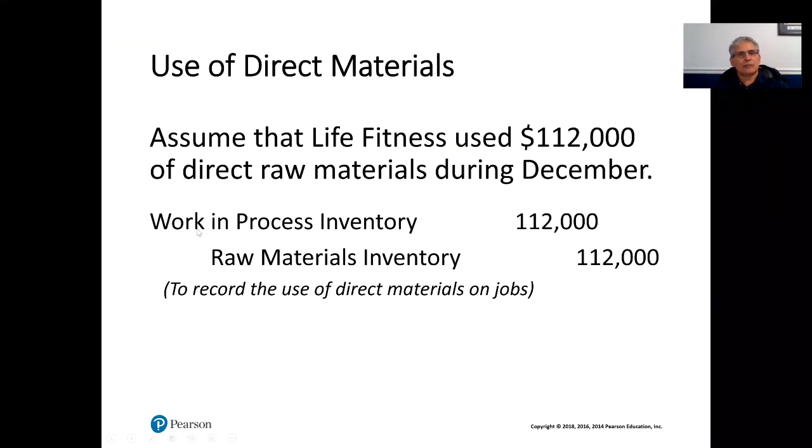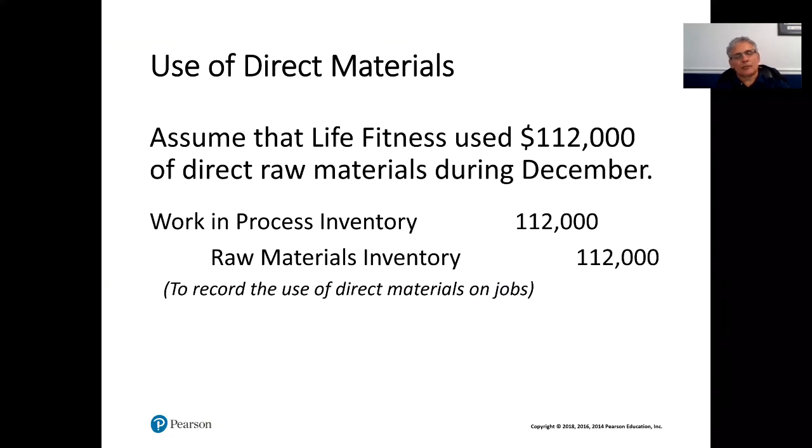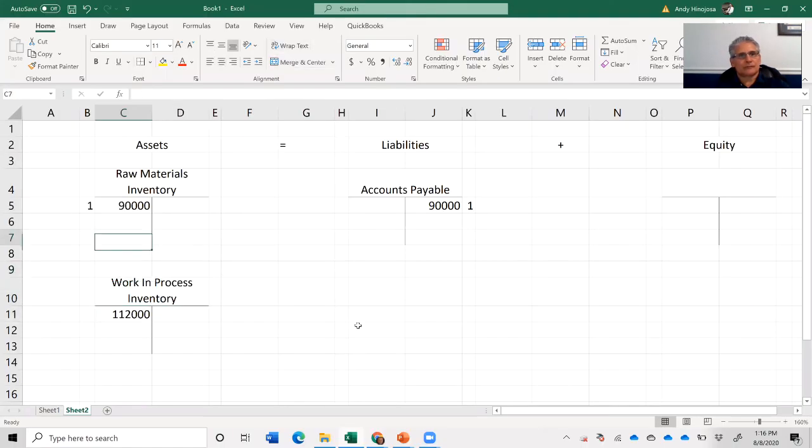Okay. So we're going to debit work in process inventory for $112,000. So we create an account called work in process inventory. Mind you, that's still under assets. So $112,000, and we're going to credit raw materials inventory.